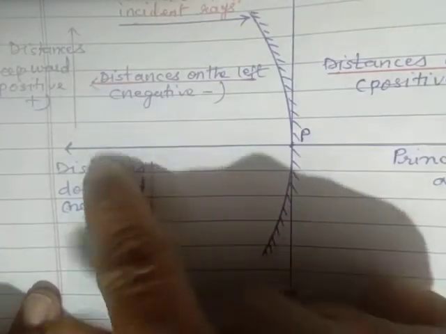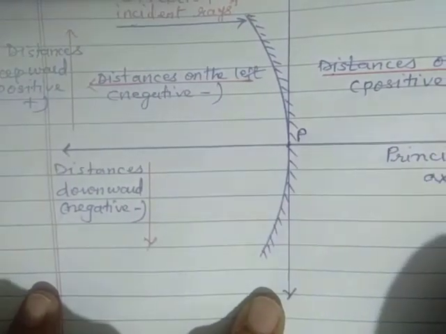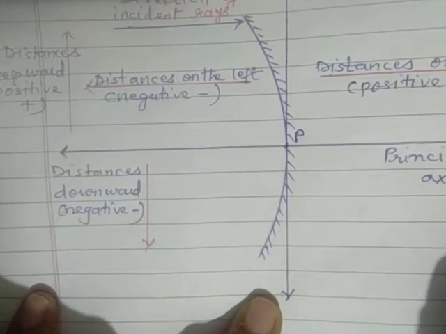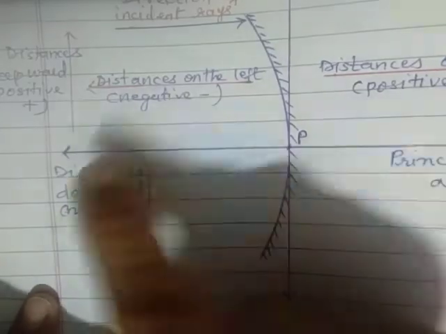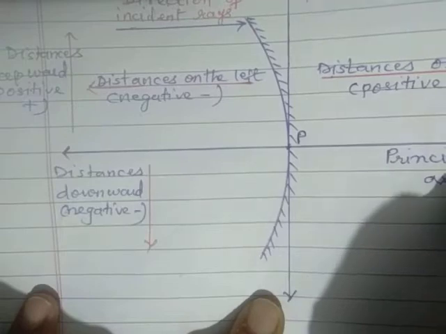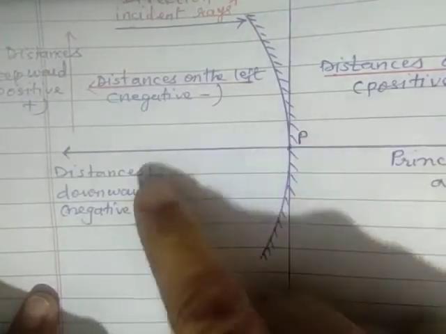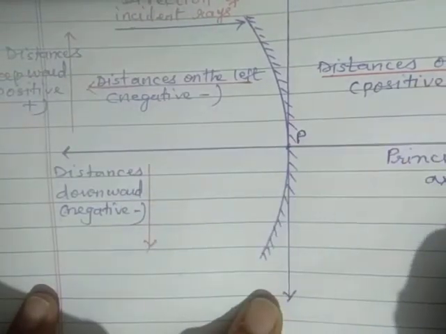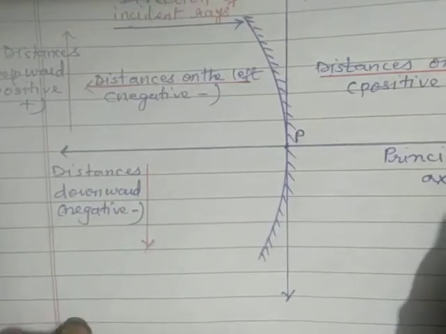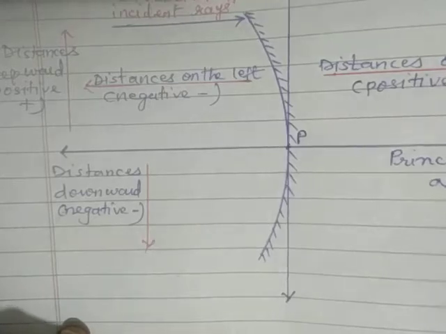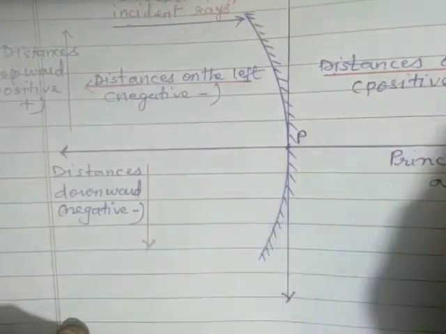Whereas the principal axis is taken as the x-axis. Okay, this is called the principal axis. This line is called the principal axis. So this can be taken as the x-axis for our reference. Fine. And the sign conventions can be followed like this.